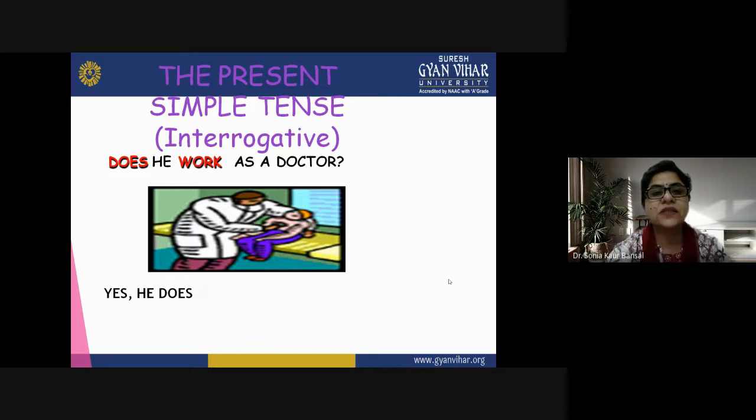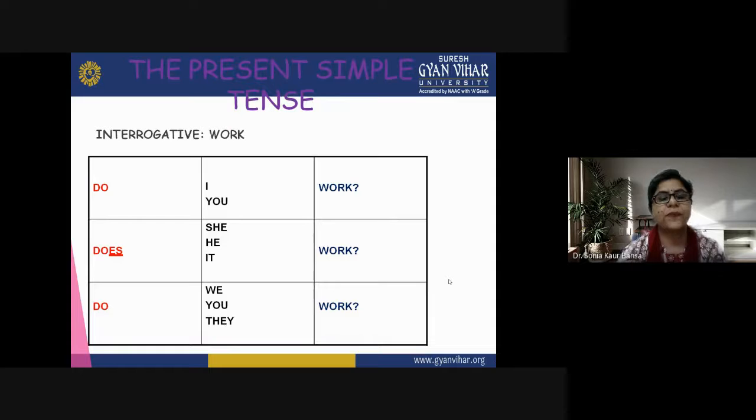The present simple tense also has an interrogative form. Does he work as a doctor? Interrogative means you are asking questions in the present simple tense. Now the sentence structure is somewhat reversed, and with the helping verb do or does, we frame the question. So the answer would be yes, he does. Now for the present simple tense, just have a look.